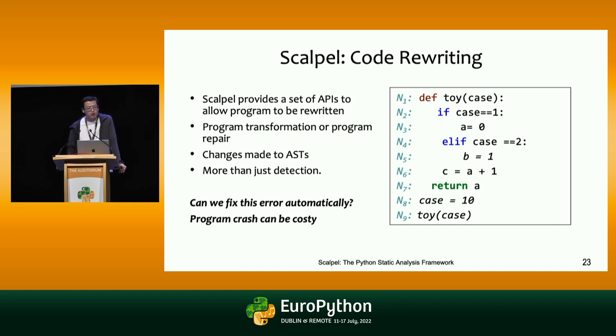So the Scalpel framework also offers a set of APIs so that you can rewrite your programs, not just for automatic program repair, but also for program transformation. That will be another interesting application. So the transformation in the Scalpel framework will be made directly to the abstract syntax trees. So the purpose is to fix some errors automatically.